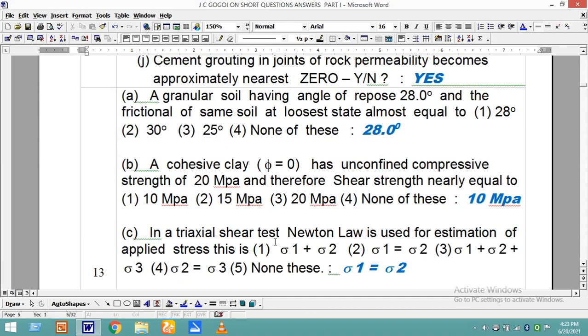In a triaxial shear test, Newton's law is used for estimation of applied stress. Given answers are sigma 1 plus sigma 2, sigma 1 equal to sigma 2, sigma 1 plus sigma 2 plus sigma 3, sigma 2 equal to sigma 3, none of this. The correct answer is that sigma 1 is applied pressure and sigma 2 is pressure given by the base. It is always sigma 1 is equal to sigma 2.